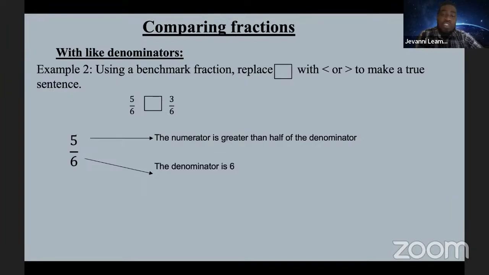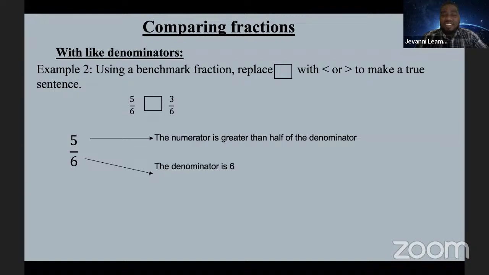So looking at the numerator again, we realize that the numerator is 5. So we say to ourselves, is 3 greater than 5 or is 3 less than 5? Which one is it? Is 3 greater than 5? Or is it less than? Is 5, sorry, my bad. Is 5 greater than 3?